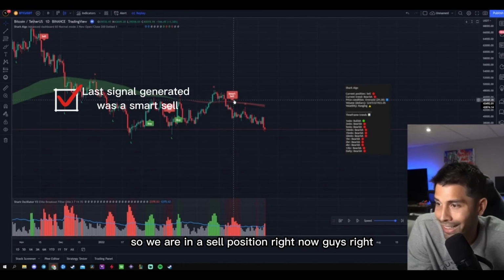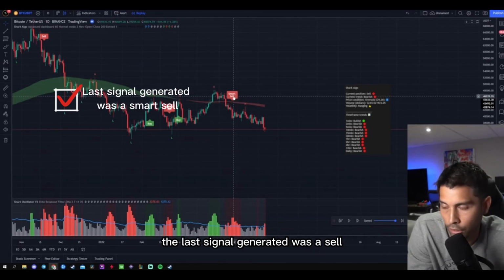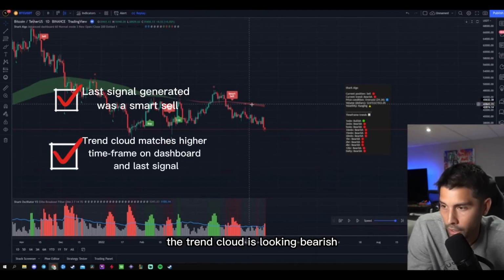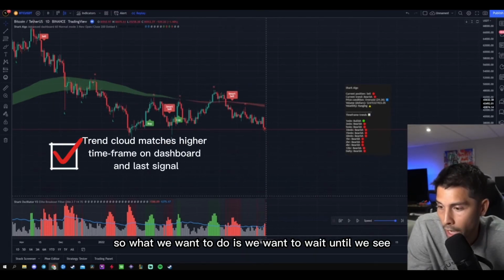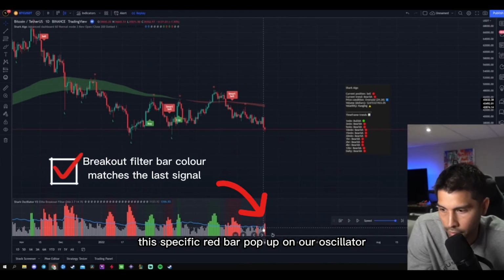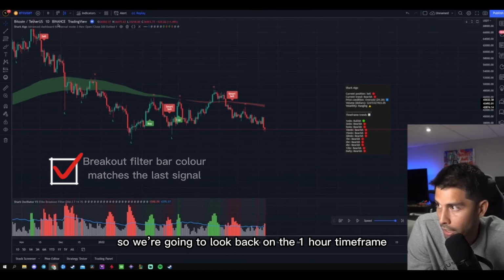So we are in a sell position right now, guys, right? The last signal generated was a sell on the daily time frame. The trend cloud is looking bearish. So what we want to do is wait until we see this specific red bar pop up on our oscillator. So it did, guys. So we're going to look back on the 1 hour time frame.